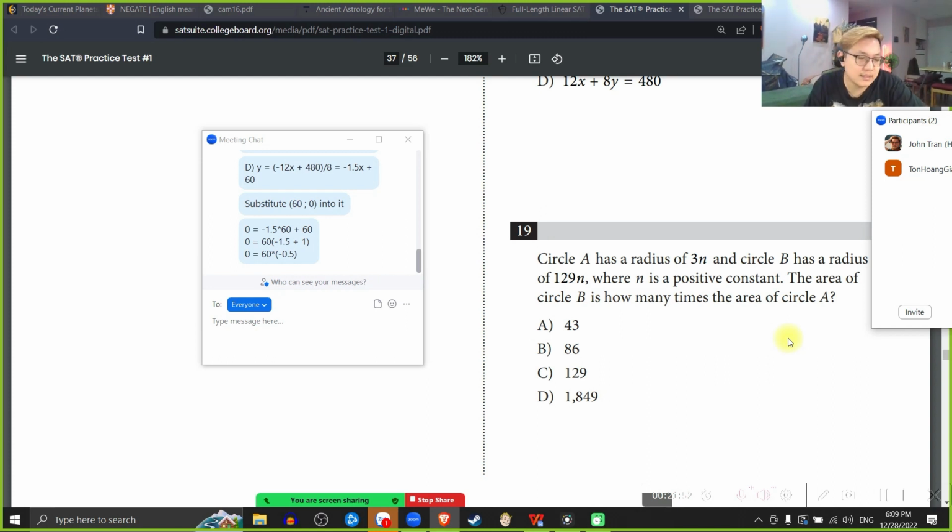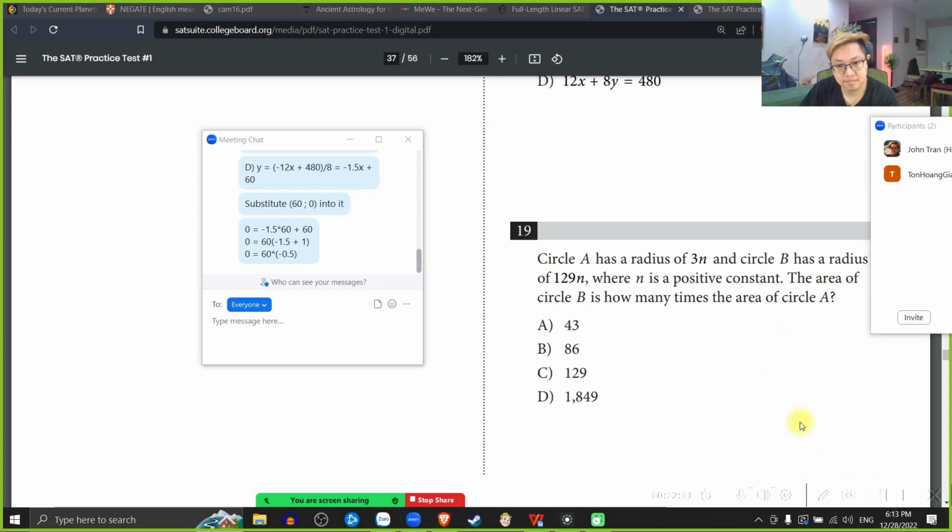Now circle A has a radius of 3n and circle B has a radius of 129n, where n is a positive constant. The area of circle B is how many times the area of circle A? Try this one. Do you know how to do this one? All right, so you just have to calculate the area of each of them.